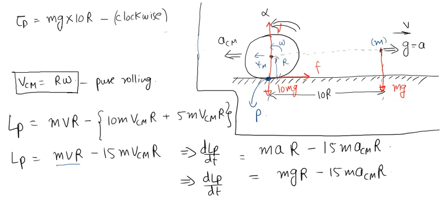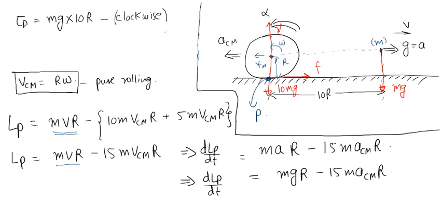So mv into r is basically the angular momentum of the particle about this point P, and because of this mvr, this particle is trying to rotate about this point in clockwise direction. So mvr will be clockwise. I am taking all clockwise angular variables as positive and all anti-clockwise angular variables as negative. Now mvr is the angular momentum of the particle about point P.